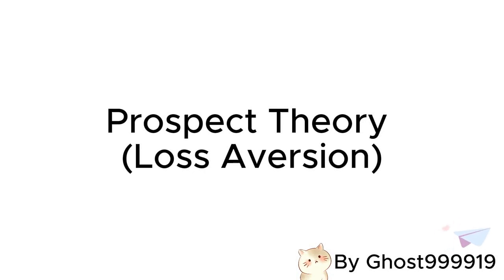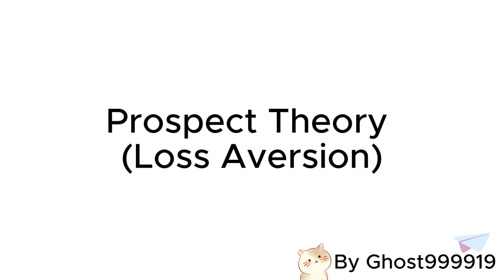Prospect Theory, Loss Aversion. Prospect theory, developed by Daniel Kahneman and Amos Tversky, is a behavioral economic theory that describes how people make decisions when faced with risk and uncertainty. It challenges the traditional economic assumption that people are rational actors who always make decisions to maximize their expected utility. A key component of prospect theory is loss aversion.